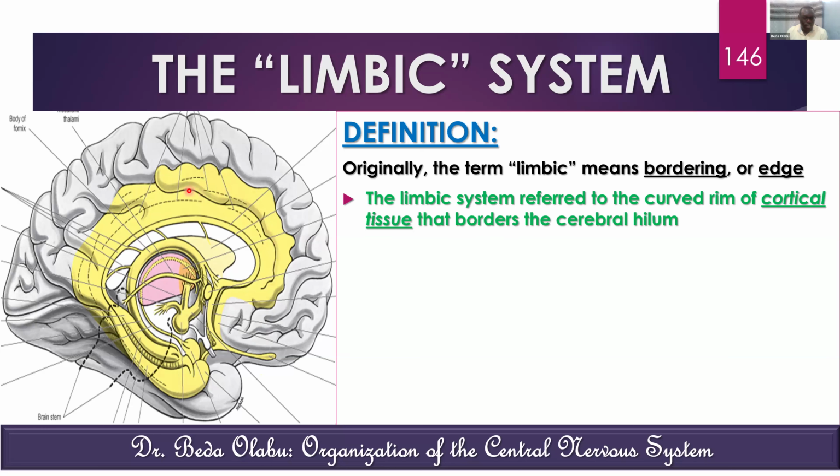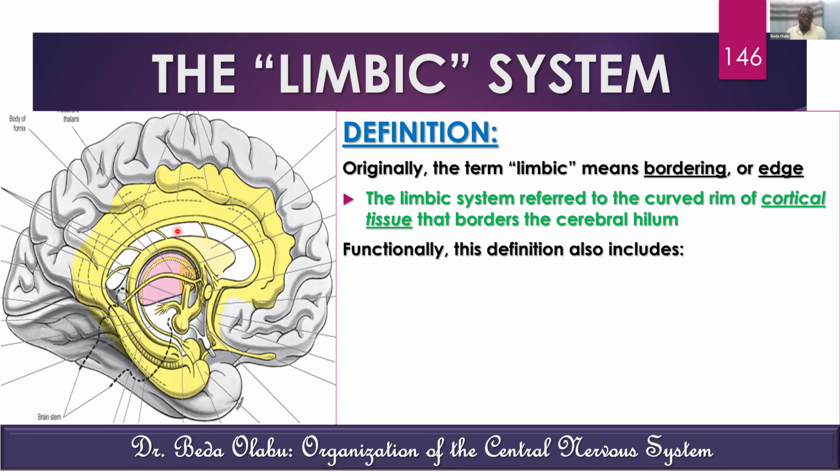So in the shaded region, you see some cortical material that seems to form a rim around the cerebral hilum. This is what he called the limbic system, or the limbic lobe, so to speak. When you talk of the cerebral hilum, we're referring to the structures that join the right and the left hemisphere. So basically, the region around the corpus callosum and the region around the diencephalon. So the limbic cortex, as it is, was the cortical tissue around the corpus callosum and the diencephalon.